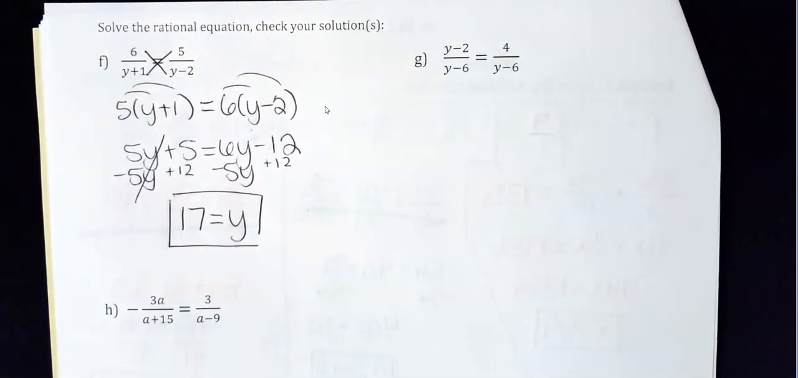And I would just check real quick. In the original problem, I have y plus 1, so -1, we wouldn't want that as an answer. And I have y minus 2, that's in the other denominator. 2, I wouldn't want as an answer, but we're totally fine because we didn't get either one of those numbers.